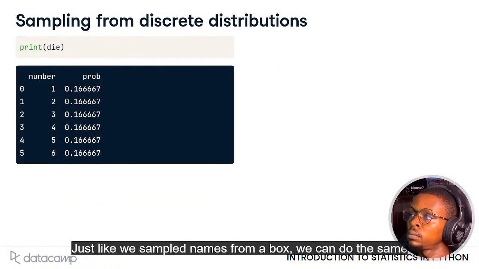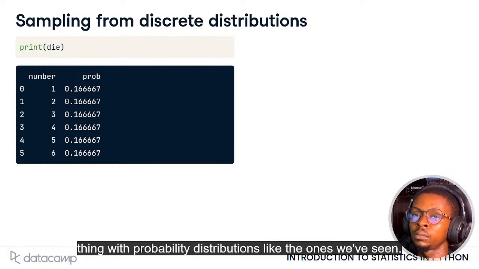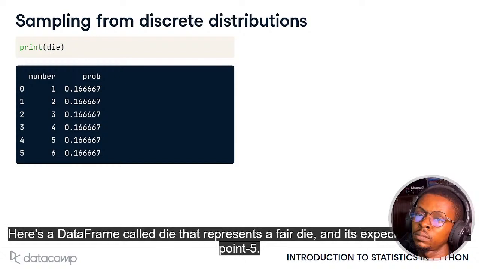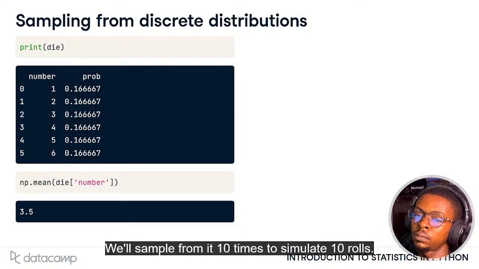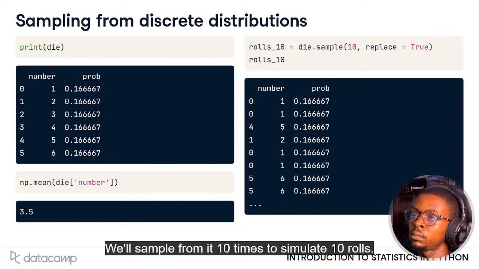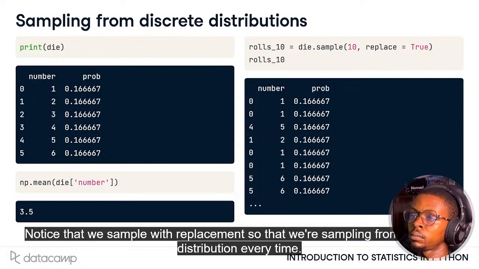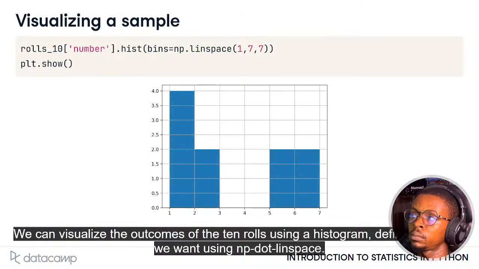Just like we sampled names from a box, we can do the same thing with probability distributions like the ones we've seen. Here's a data frame called die that represents a fair die, and its expected value is 3.5. We'll sample from it 10 times to simulate 10 rolls. Notice that we sample with replacement so that we're sampling from the same distribution every time. We can visualize the outcomes of the 10 rolls using a histogram, defining the bins we want using np.linspace.